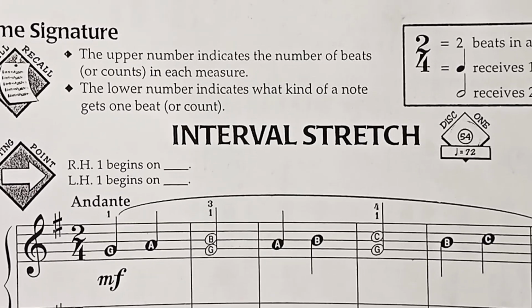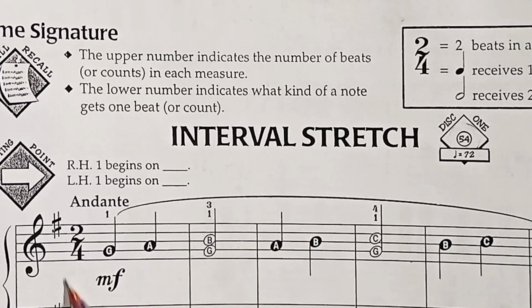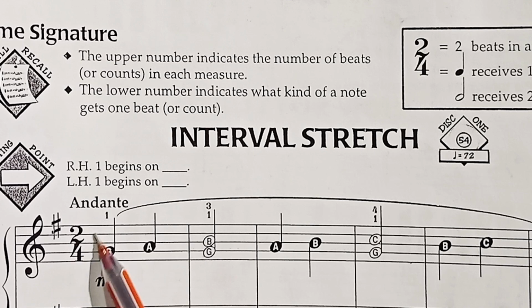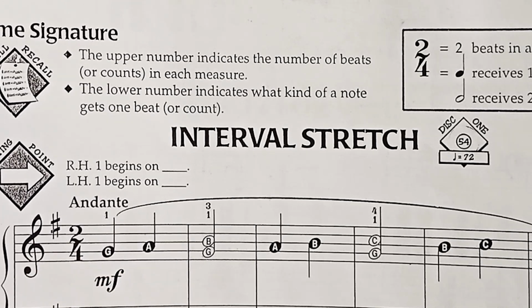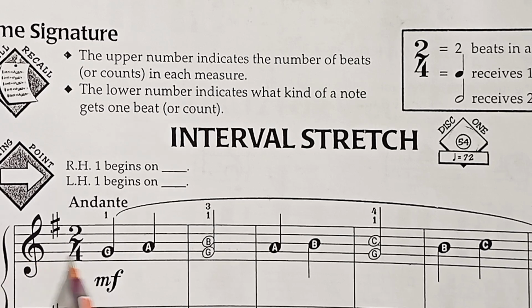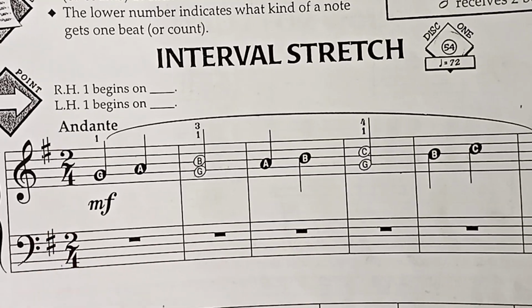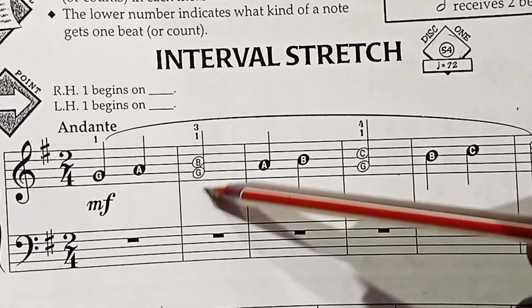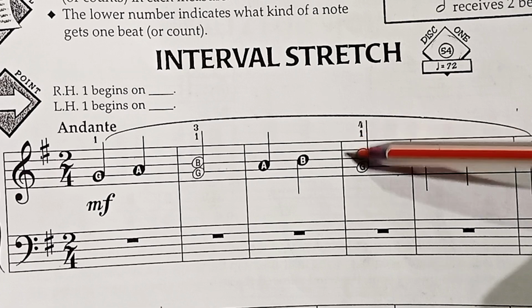So the top number, for instance, this is 2, which is our top number over 4. This 2 is telling us to count 2 beats per measure or bar. That's why you see in this music that this is our first measure divided by a bar line. Then this is our second measure also divided by a bar line. This is our third measure also divided by a bar line.